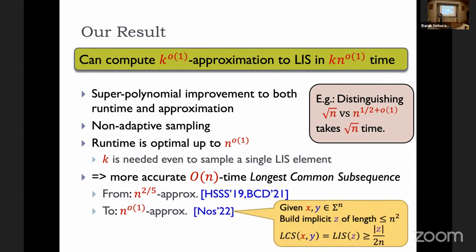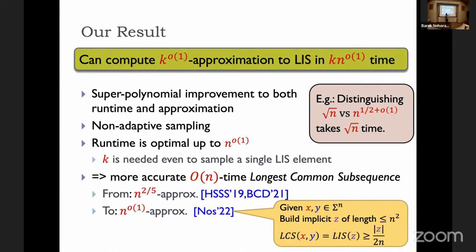And the reduction, I have a backup slide, I can show it later. But it's relatively standard actually. The construction is that, given x and y, you can build some implicit string z, whose length will be somewhere between n and n squared. The construction is something common for all such problems.